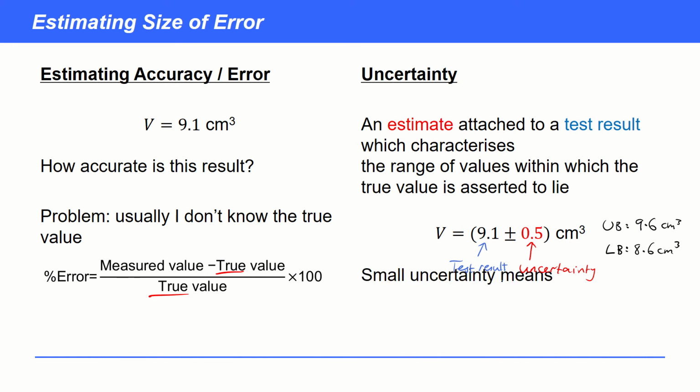So a small uncertainty means that we have a low error. If we've got a small uncertainty, we're saying my test result is very, very close to the true value, or that there's a very small range of values in which the true value lies. So small uncertainty means low error and high accuracy. And from the first video, we saw that that's exactly what we want in an experiment. So what we want to do now is look at how we can calculate the uncertainty in a given experimental situation.